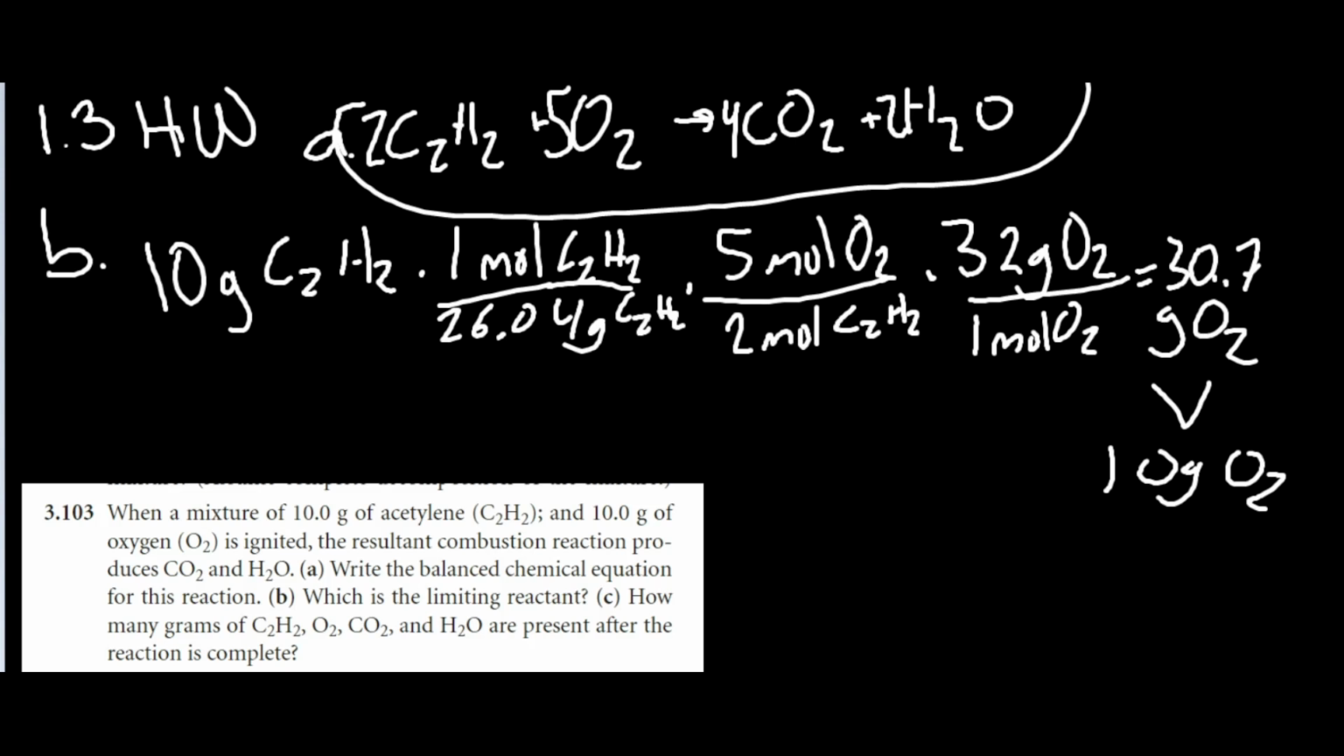I converted the grams of acetylene to grams of oxygen, and based off of that, I found which one I had more of. For example, in this problem, I converted the grams of acetylene to grams of oxygen through stoichiometry: you cross out grams, you cross out moles of acetylene, and I just basically converted to grams. I found that I had more grams of oxygen than I had grams of the real oxygen.